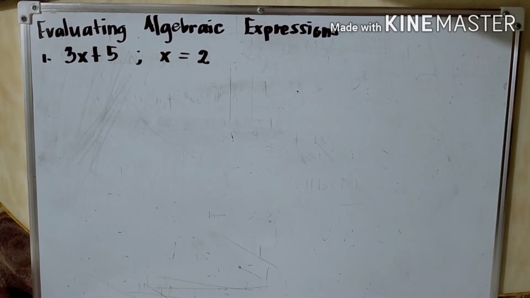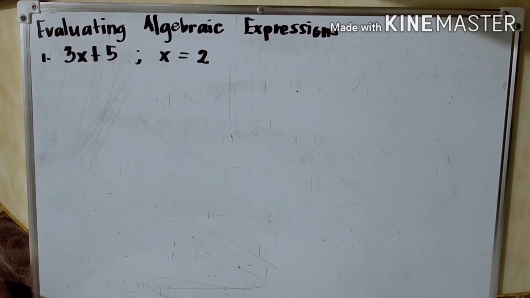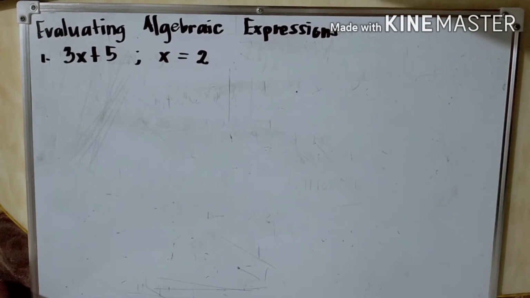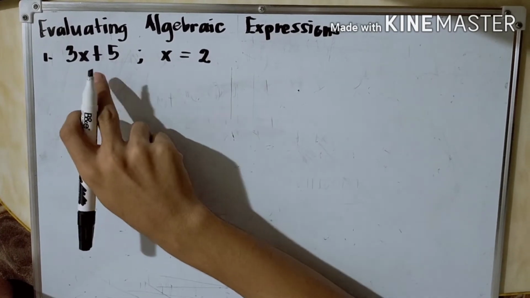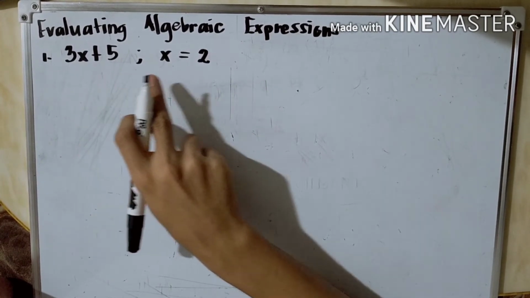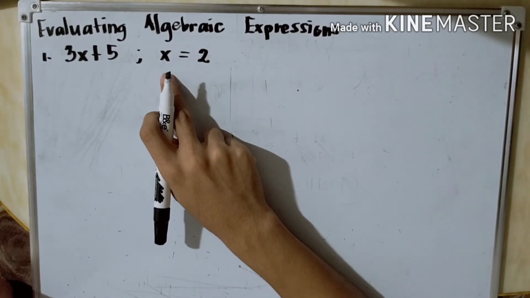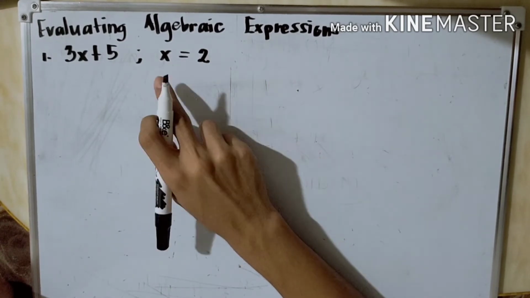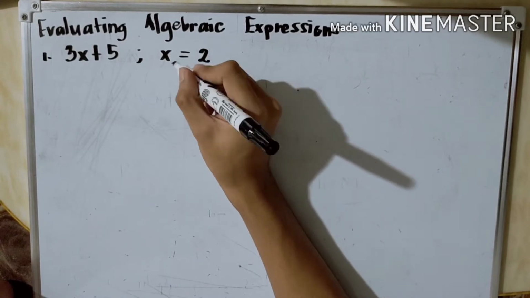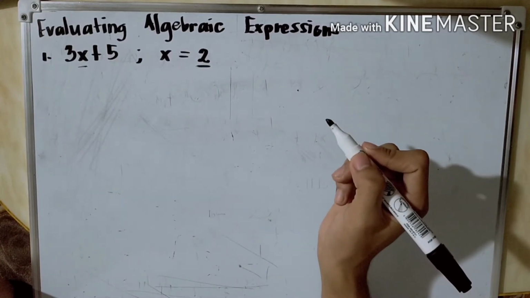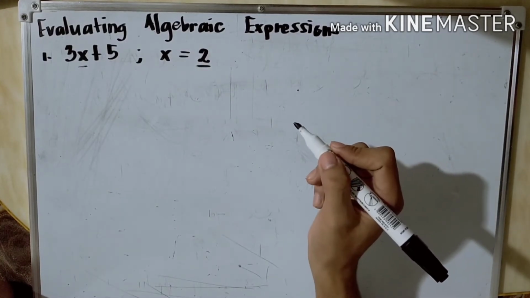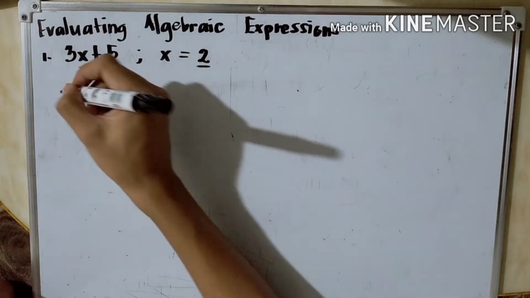Okay, so let us have some examples when we say evaluating algebraic expression. So, halimbawa, you are tasked to find the value of the given expression given the value of the variables. Example number 1, I have here the algebraic expression 3x plus 5 and the given value of the variable x is equal to 2. Ang x daw natin is equal to 2. Therefore, yung 2, ipapalit natin siya dito sa x ng given algebraic expression. After substituting to the variable, proceed tayo sa operation. Okay?